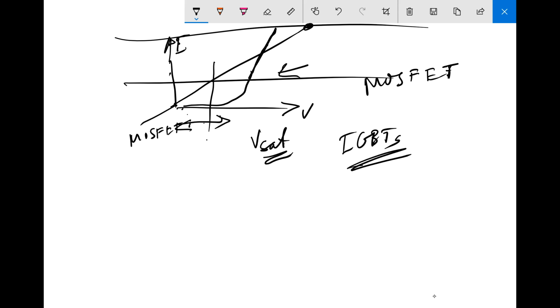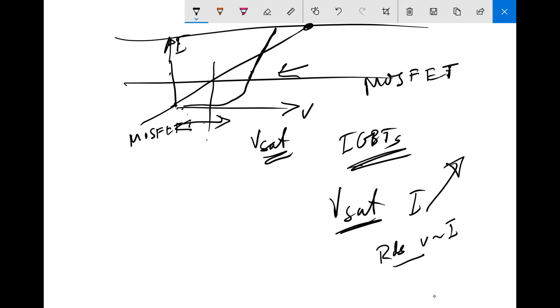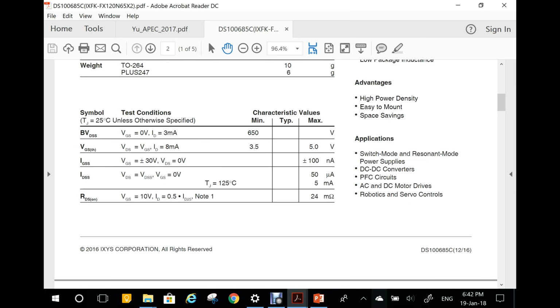I mean, relatively low, because the voltage drop, Vsat, does not change much even as the current climbs up. On the other hand, with RDS-on, the voltage is proportional to the current. And as the current goes up, the voltage goes up.